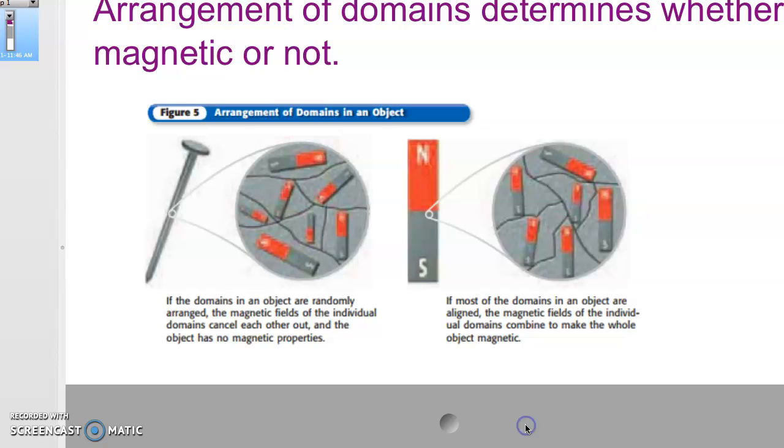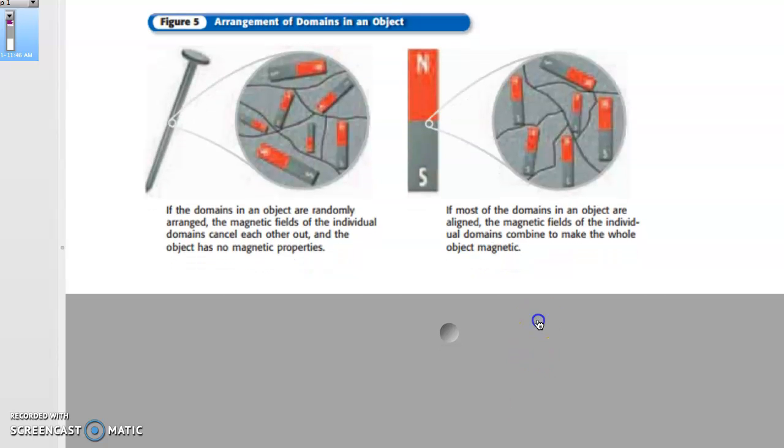On the left, if the domains of an object are randomly arranged, the fields of the individual domains are going to cancel each other out, so no magnetic properties. On the right, if most of the domains in an object are aligned, you can see in the picture they're lined up there, and that's going to cause the magnetic fields of those individual domains to combine. So the whole thing will be magnetic. That's a good example there.